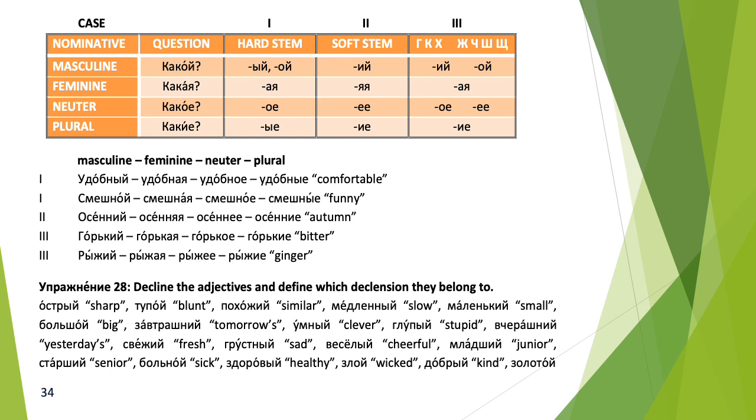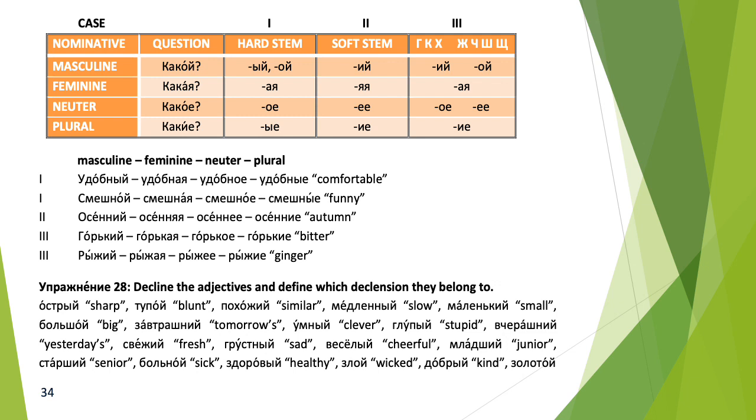Удобный, comfortable. This is the base form. The base form is masculine. Take a look at the ending. Удобный, ый. You will see this ending in the hard stem group in the table. And you change it into feminine. Удобная. Neuter. Удобное. Plural. Удобные.